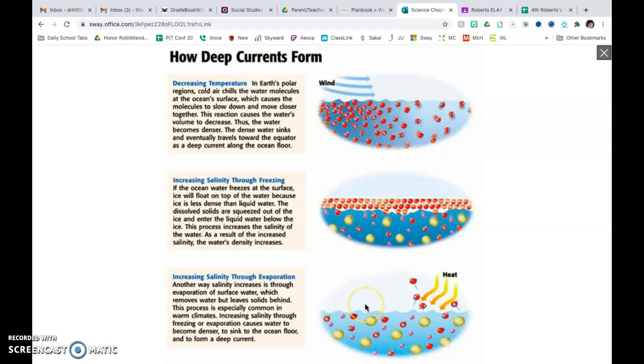And we're going to reverse this process. Another way that salinity increases is through evaporation of surface water, which removes water, but of course leaves the solids behind. This process is especially common in warm climates. Increasing salinity through freezing or evaporation causes water to become denser again, sink to the ocean floor, and therefore form deep currents.